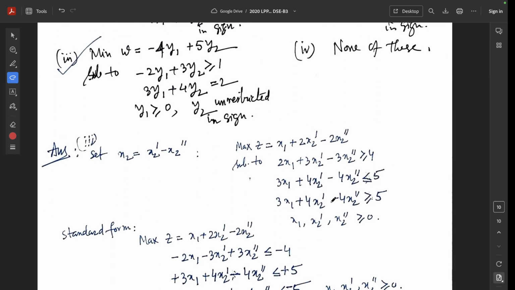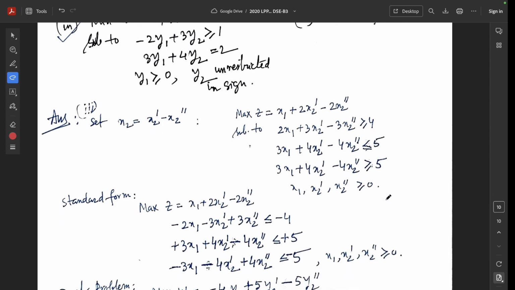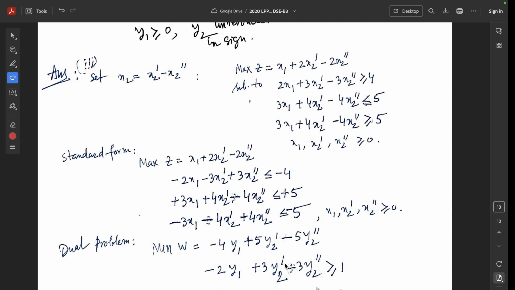So we write this equation in less than or equal to and greater than or equal to form: 3x1 plus 4x2 less than or equal to 5 and greater than or equal to 5. Now the standard form of this maximization problem: all constraints should be of less than or equal to type. So multiplying by -1 on both sides of the first constraint, and the second constraint is okay. For the third constraint, multiplying by -1, we get the less than or equal to sign.